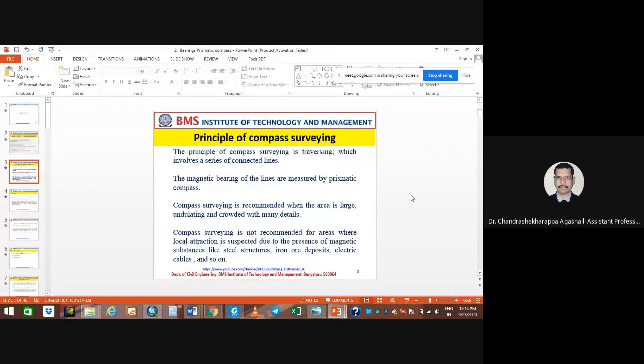Compass survey is not recommended for areas with local attractions, especially high tension power lines, normal power lines, and also iron ore deposits. Iron ore deposits, in the sense, we are coming back to the geology there. What are the iron ore minerals? There are hematite, magnetite, goethite, limonite. The major minerals are hematite and magnetite.